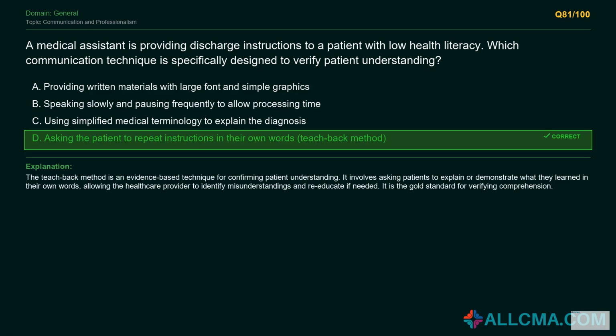The correct answer is D. The teach-back method is an evidence-based technique for confirming patient understanding. It involves asking patients to explain or demonstrate what they learned in their own words, allowing the healthcare provider to identify misunderstandings and re-educate if needed. It is the gold standard for verifying comprehension.